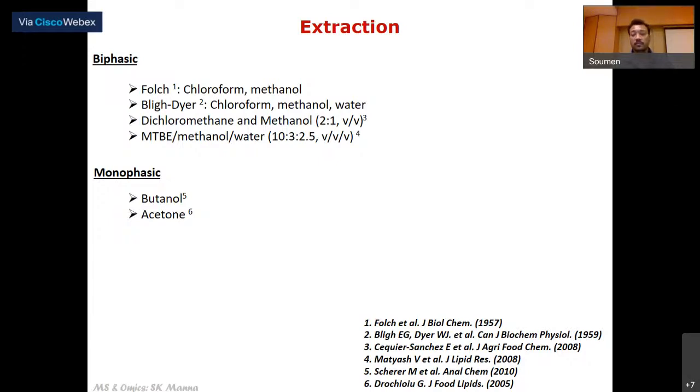And these are different types of extraction that you can think of. So for example, you can have a biphasic extraction where you have a polar or aqueous phase and a non-polar or organic phase. And for example, the Folch method, which is a very old method, uses chloroform and methanol. Then you can have Bligh and Dyer, which introduces chloroform, methanol, and water, and dichloromethane-methanol. Or recently, MTBE-methanol-water was used because in all other cases, the organic layer is at the bottom and the aqueous layer at the top.